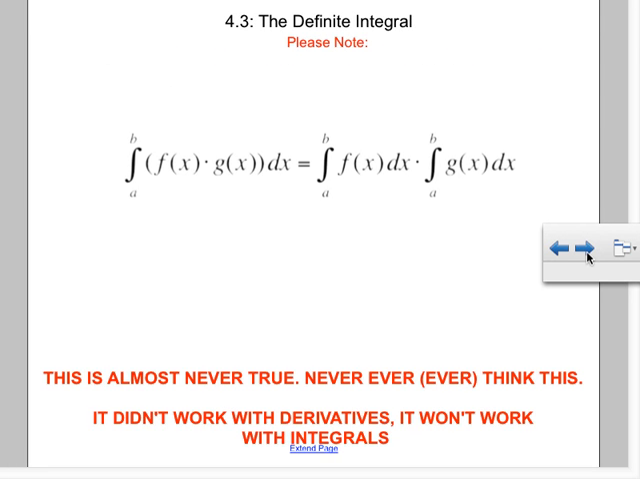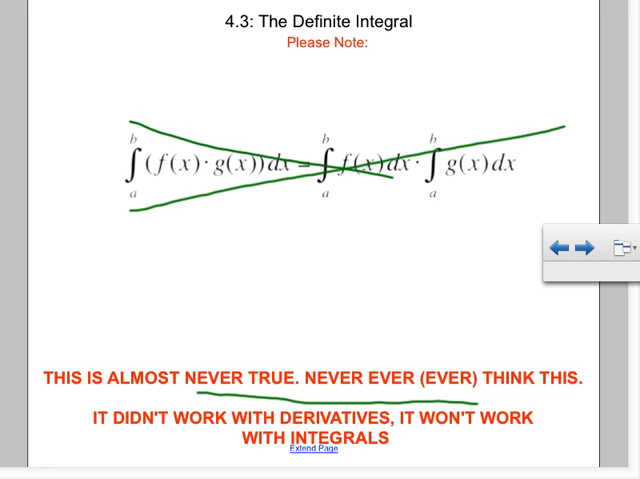This right here, is this true? Do you think the integral of f times g is equal to the integral of f times the integral of g? No. If I'm pointing it out, with these words right on the bottom, this is almost never true. Never, ever, ever. Do not ever think this.